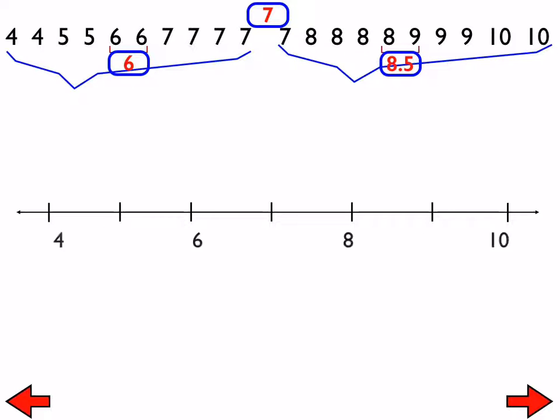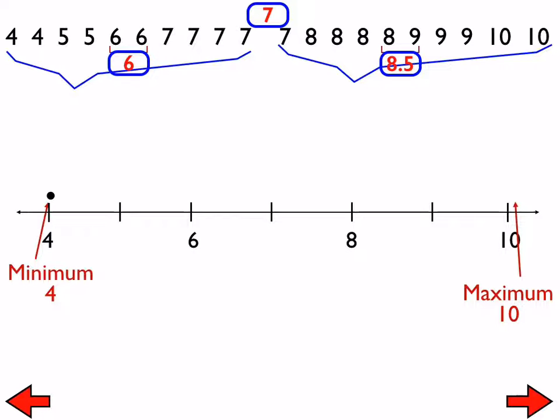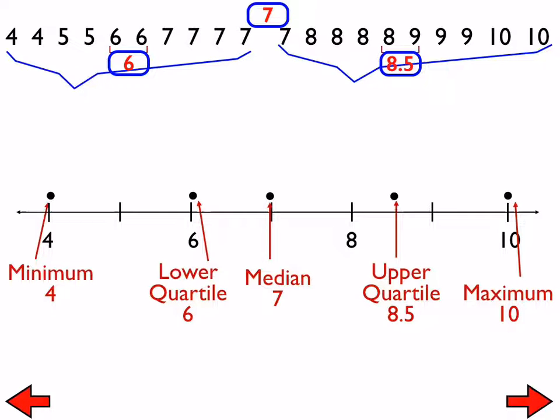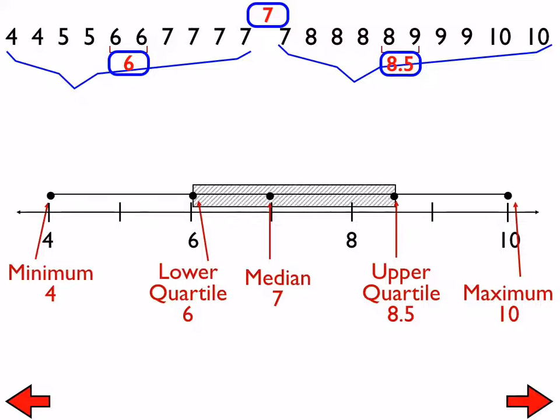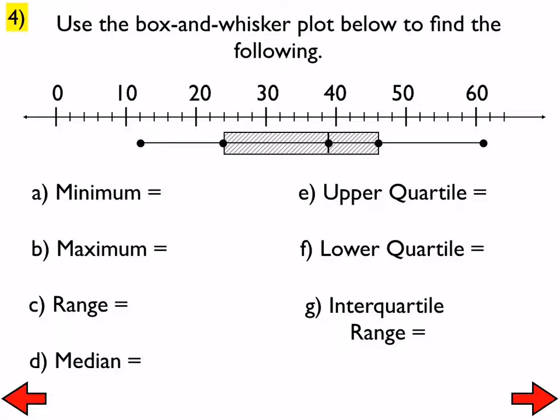And so now we have all we need to create our box plot. Minimum is 4. Sometimes I put the dots below the number line. Sometimes I put them above. It doesn't matter. You can go either direction. That's why I changed it up on this one. Lower quartile, median, upper quartile, draw the whisker, draw the box, and then there's a chance you may be asked more questions from that, like what's the range, like what is the interquartile range, and things like that. The interquartile range, by the way, is 2.5. 8.5 minus 6.